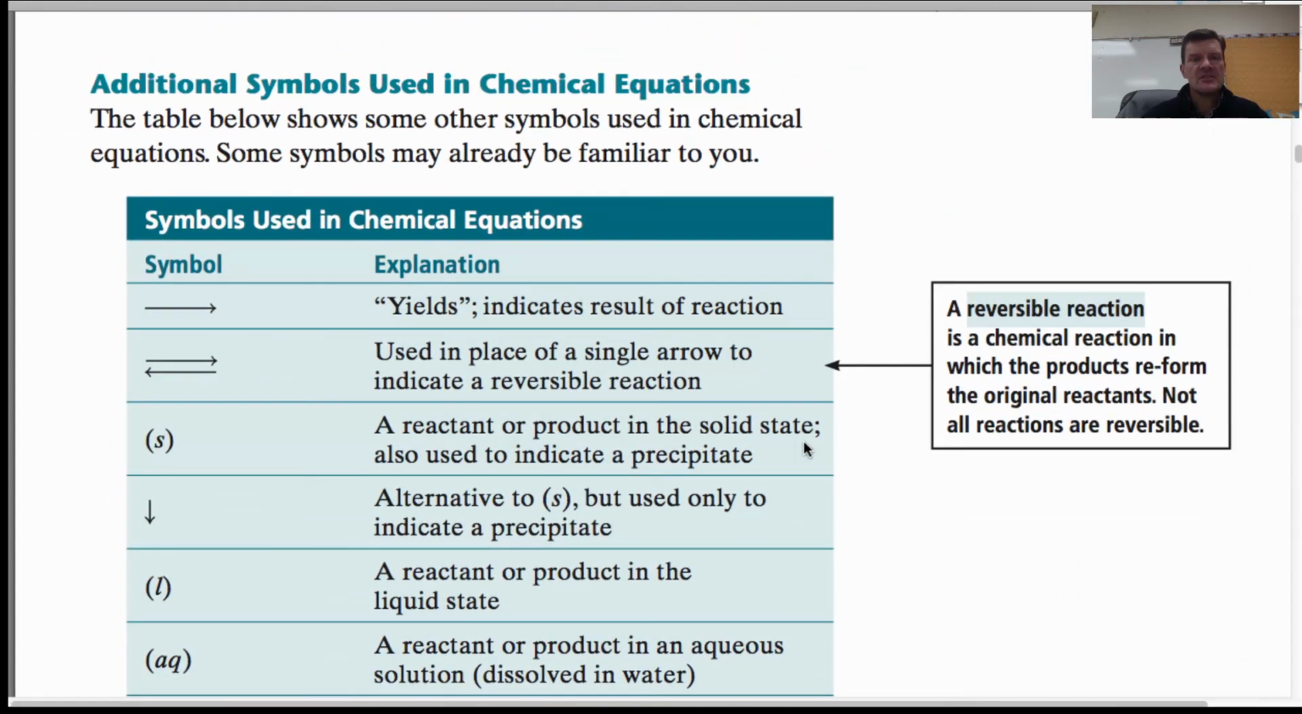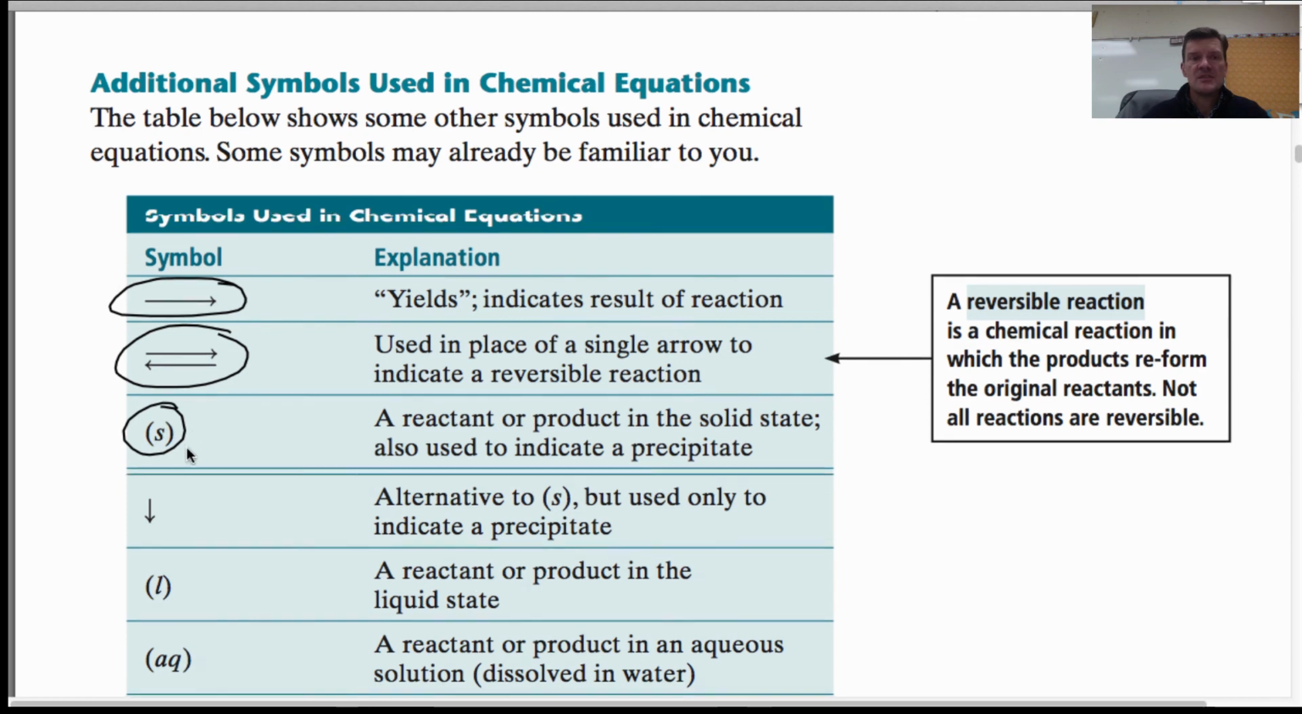All right, as mentioned, a couple of things in our chemical equation, some symbols. This arrow means it yields. We're going to see a double arrow later on, and that means the reaction is going to go both directions. You can create things going one direction and create things going the other direction. We'll talk about that later.